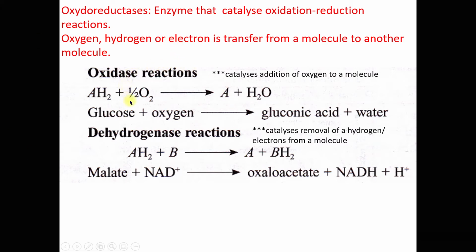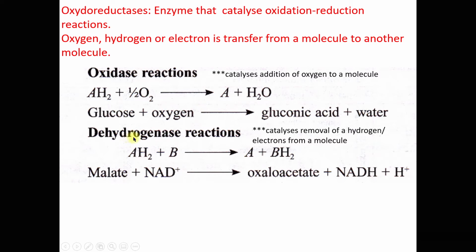Okay, so we take one example here. In oxidase reaction, meaning to say reaction that involves oxidation of a compound, enzymes involved in oxidase reaction will catalyze the addition of oxygen to a molecule. So for example, we have glucose with oxygen, so we have gluconic acid and water. So meaning to say, oxidase catalyzes the formation of gluconic acid and water from glucose and oxygen.